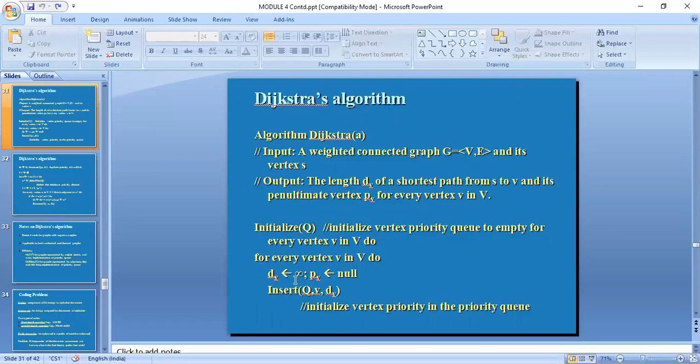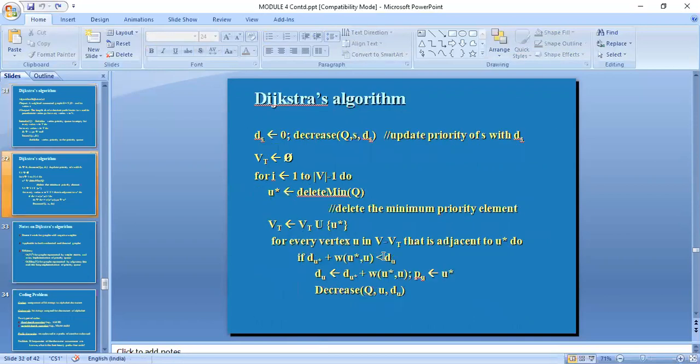It will be null. So now you are going to insert the vertex priority into the priority queue. So just into the queue Q, where you will be going with the vertex and its distance value. So now your ds is 0 and you are updating the priority of S with the ds. So decreasing your Q by 1, which is your vertex S comma ds.